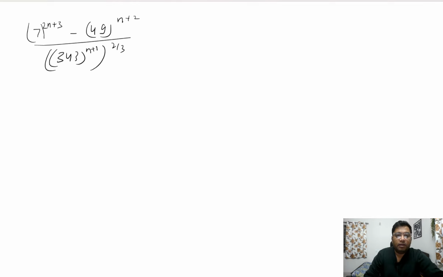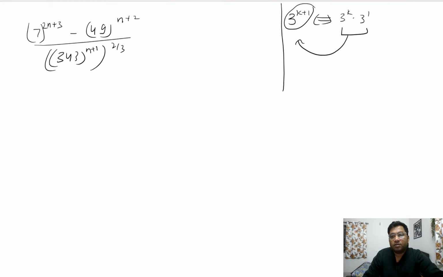What we learned in the last set of questions was the concept that 3 to the power k plus 1 can be written as 3 to the power k times 3 to the power 1. We have learned this law from this side to this side. Please remember, if you see something like this, you have to know how to write it like this.